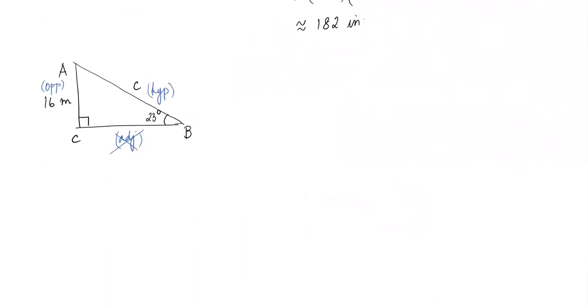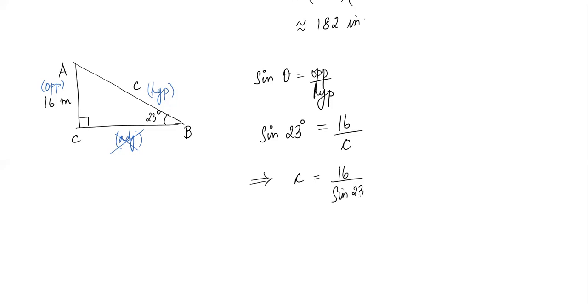Sine theta is opposite over hypotenuse. That's the general form. But theta is given to be 23 degrees here. Sine 23 degrees is equal to opposite, which is 16 meters, divided by hypotenuse, which is the small c. This implies when you solve for small c, you get 16 over sine 23 degrees.